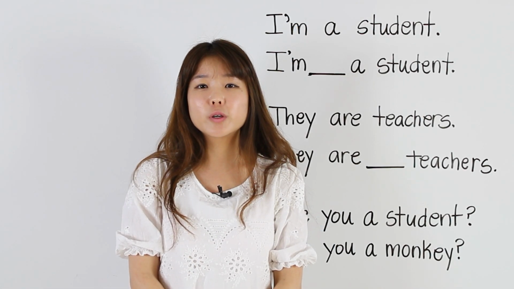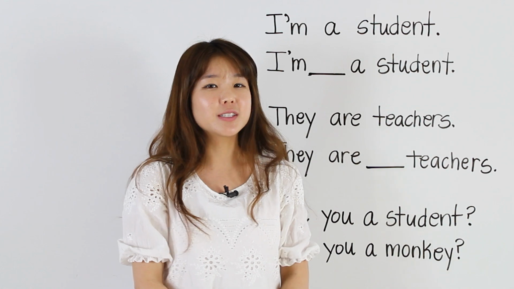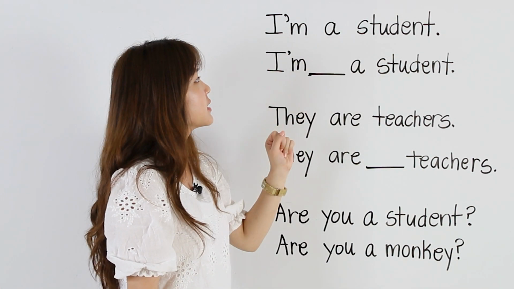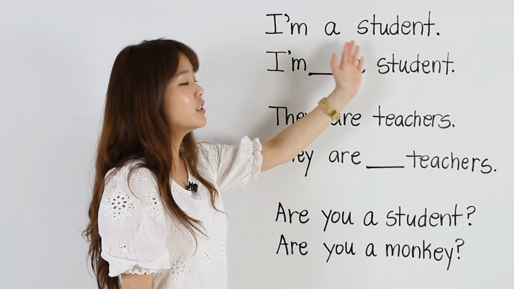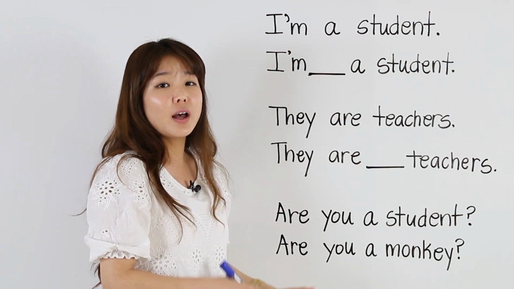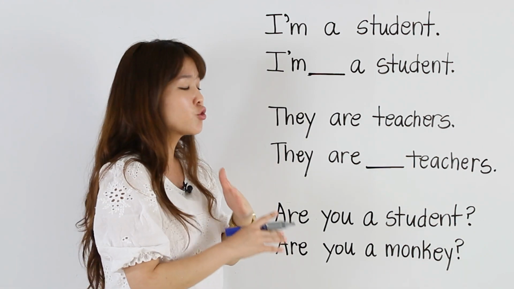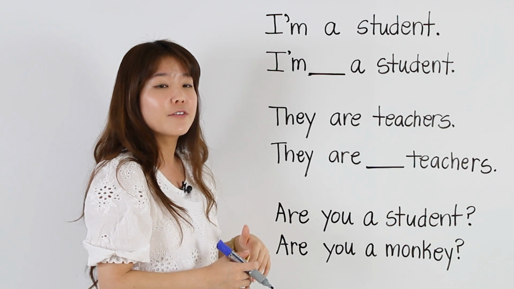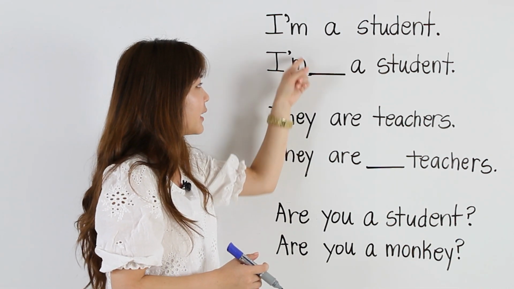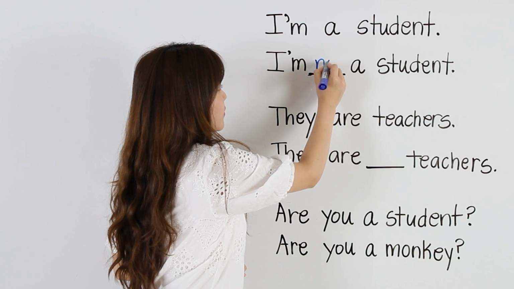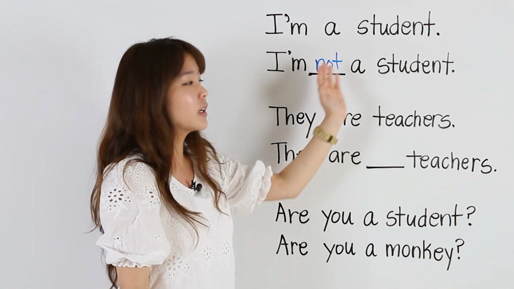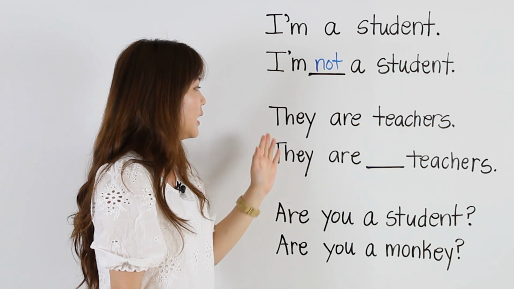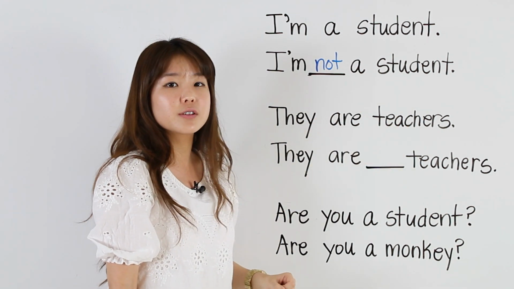Now we're going to focus on negatives and questions. Okay, the first sentence says, I'm a student. Okay, what if I'm a teacher? It's not true. I need not, right? Remember, not goes after the be verb. I am, not, and then the noun, a student. I'm not a student.